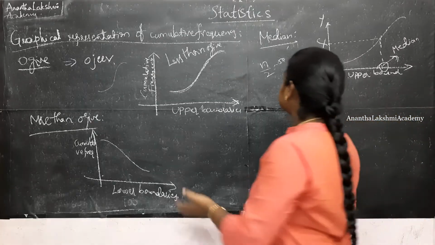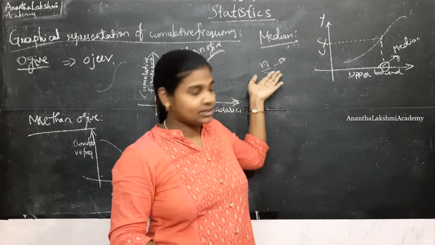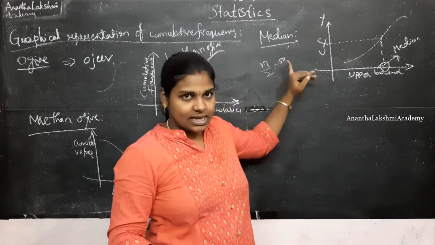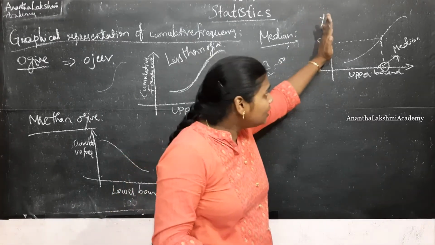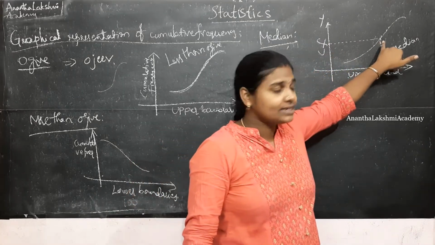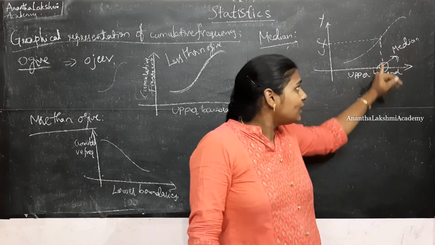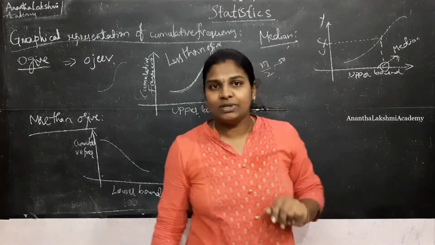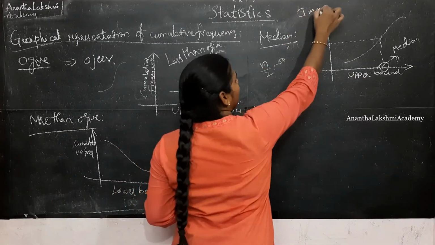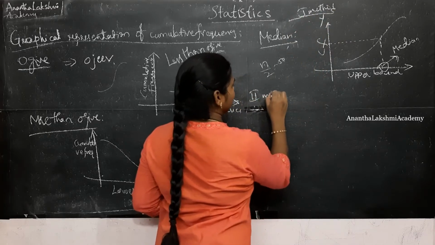Let me repeat. When you have a curve, and you know the sum of the frequencies, n by 2, say 50, we try to locate it on the y-axis and draw a line parallel to the x-axis. When it meets the curve, draw a perpendicular from that point to the x-axis. That is going to be the median. That is the first method of figuring out the median. Let us go to the second method.